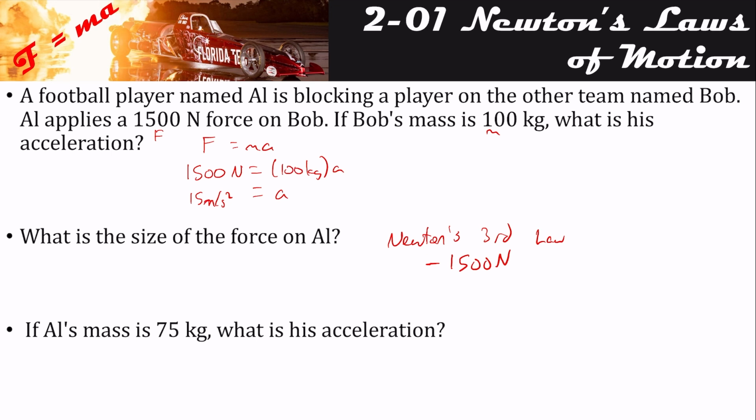If Al's mass was 75 kilograms, what would be his acceleration? Well, again, we can go F equals ma, Newton's second law. The force was 1,500 newtons. The mass is 75 kilograms. Divide and you get negative 20 meters per second squared, which means he's going backwards at 20 meters per second squared for his acceleration.